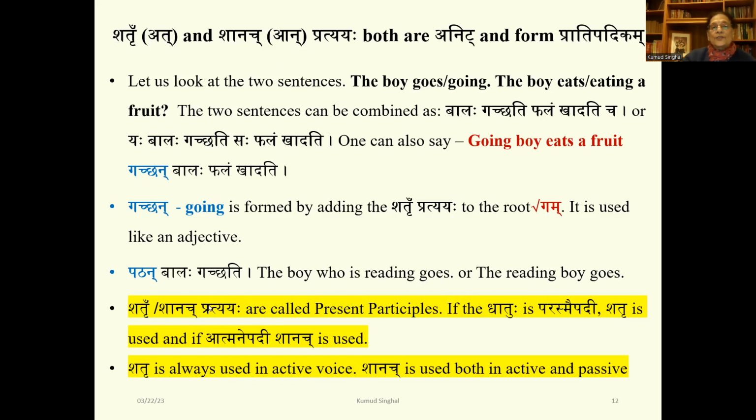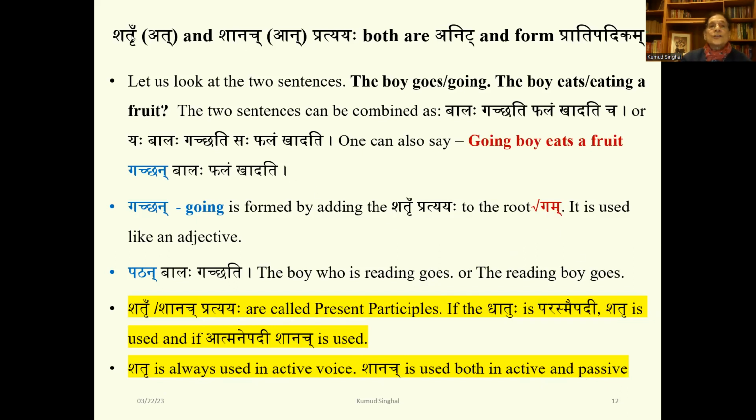So Shatra and Shanach Pratyaya are called present participles. They are always in the present tense. If the dhatu is parasmaipadi, Shatra is used, and if it is atmanepadi, Shanach is used. Shatra is always used in an active voice, and Shanach is used both in active and passive.